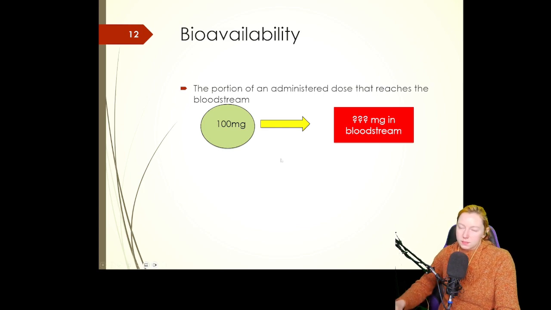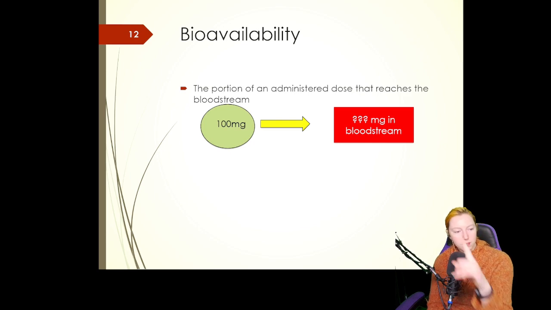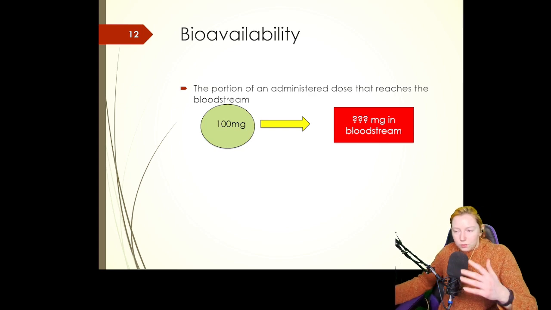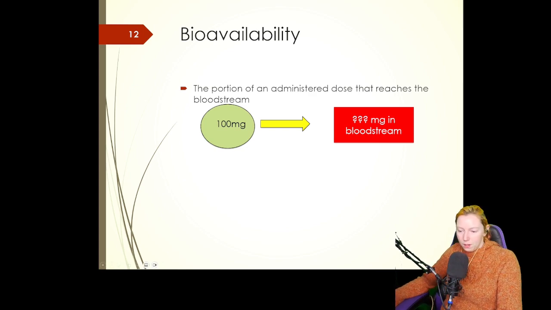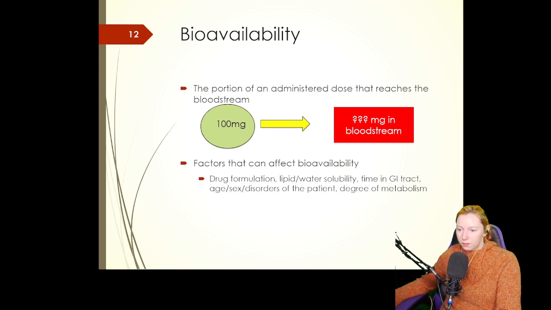So, when taking into consideration how a medication actually gets into the bloodstream, we also want to think about its bioavailability. And bioavailability is defined by the portion of medication that makes it into the bloodstream. So, if you have 100 milligrams of a drug and you give it intravenously, its bioavailability is 100% because 100 milligrams of the drug will end up in the bloodstream, right?